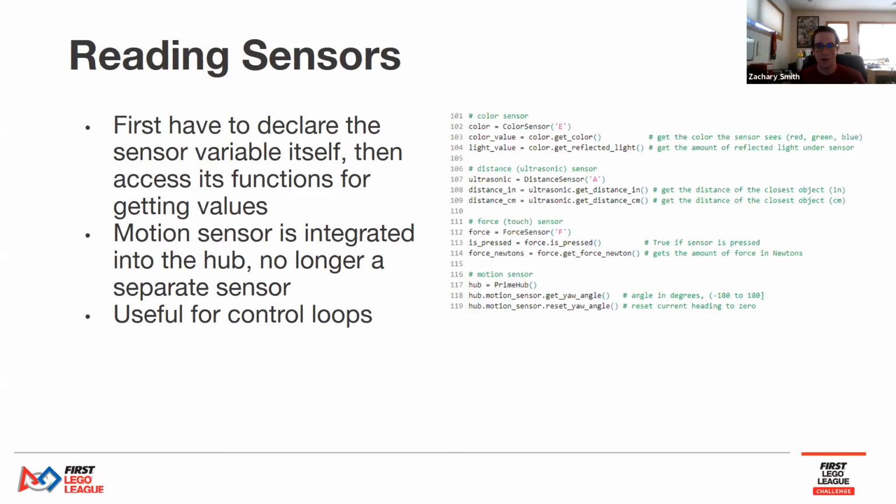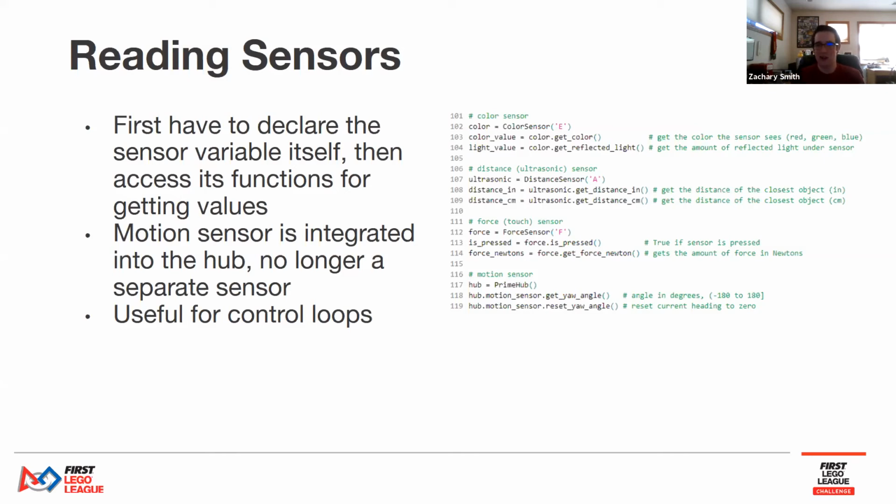But then you would call hub.motion_sensor, which is the motion sensor integrated into the hub, and then dot get yaw angle, which is going to be, depending on the hub orientation, if it's flat like this with the screen pointing up, it's just going to be kind of the heading that it's pointed into, which is wrapping from -180 to 180. You can also reset the yaw angle, which will allow you to zero it.